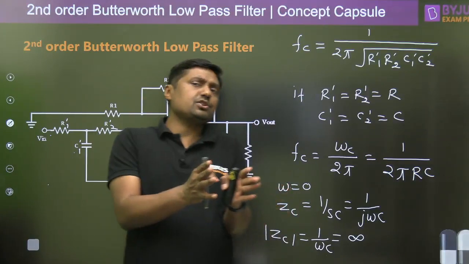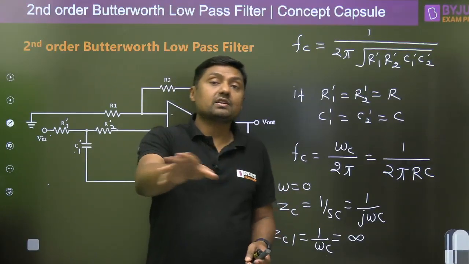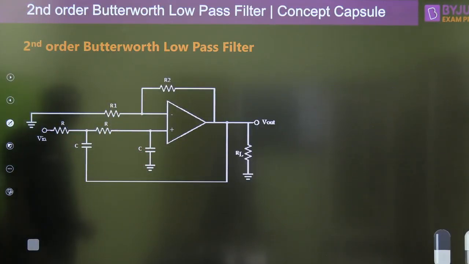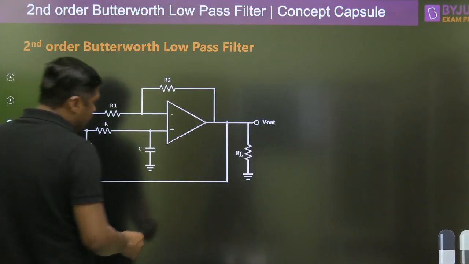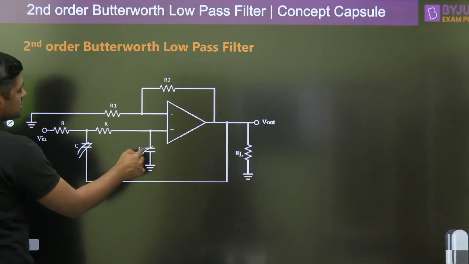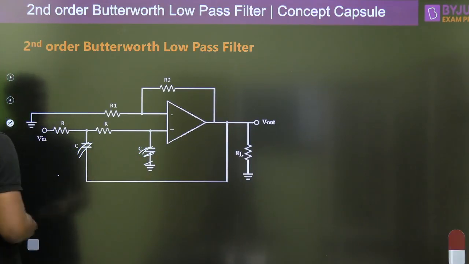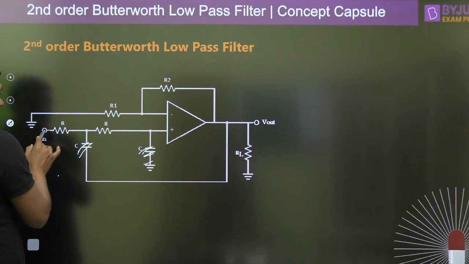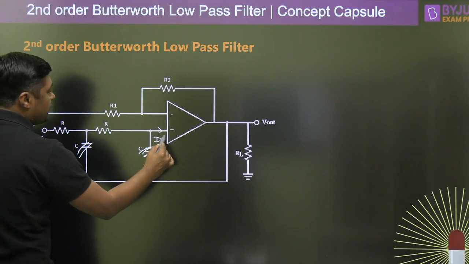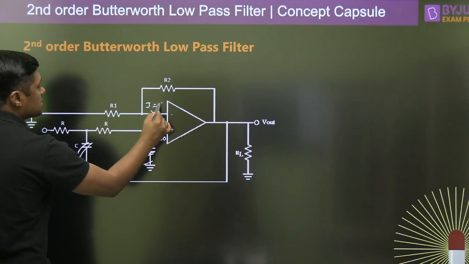Means exactly at 0 frequency, the capacitor acts as an open circuit. These two capacitors will act as open circuit. Now you can remove this capacitor, remove this capacitor from this point. They will act as open circuit. What is the current? Because the input resistance of the operational amplifier is infinite, what is the current entering into this?